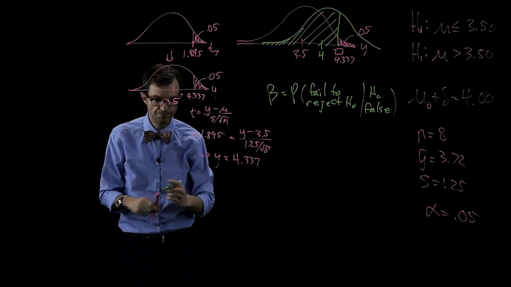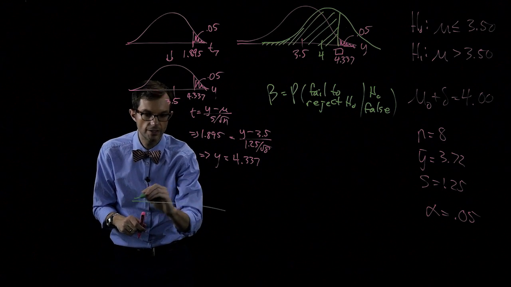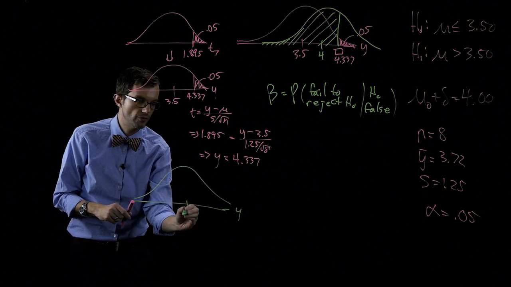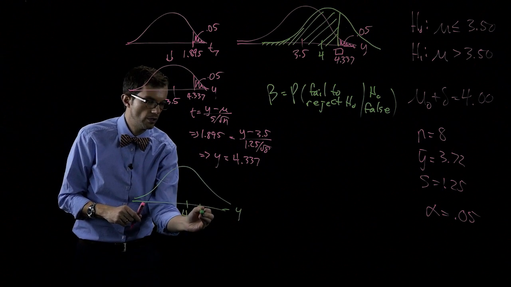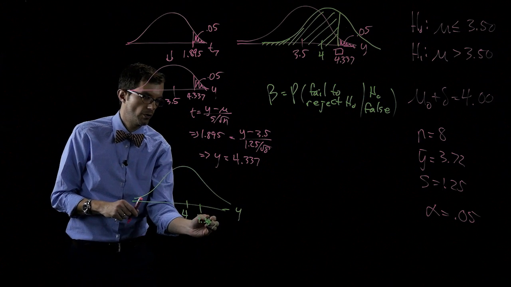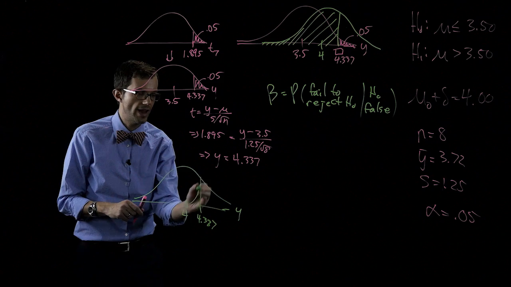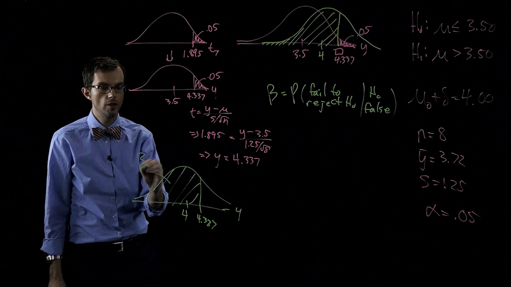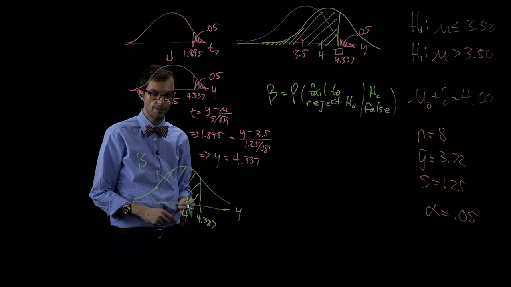So let's do that. Here's the green distribution. It's also on the y-axis. It's got a mean of 4. And here is 4.337, and we want that area right there. That is beta.